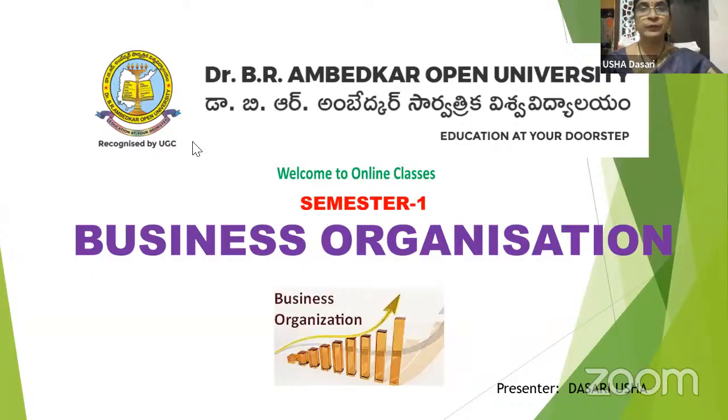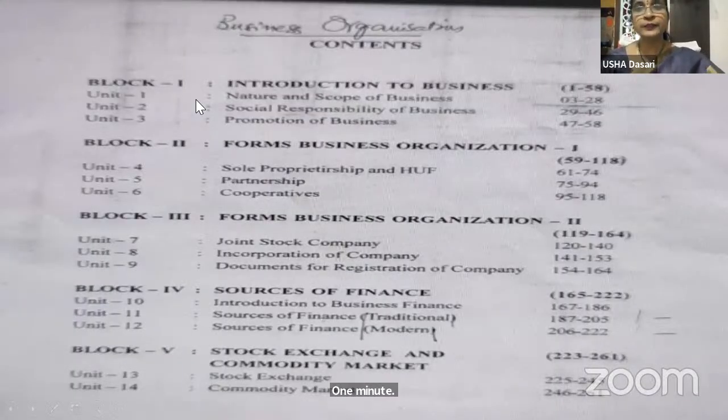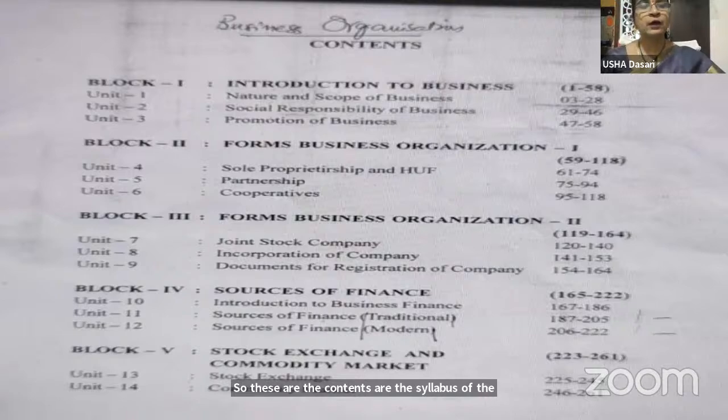So these are the contents or the syllabus of business organization. You already know what subjects you have in semester 1. One of the subjects is business organization. So I'm going to deal with this topic.